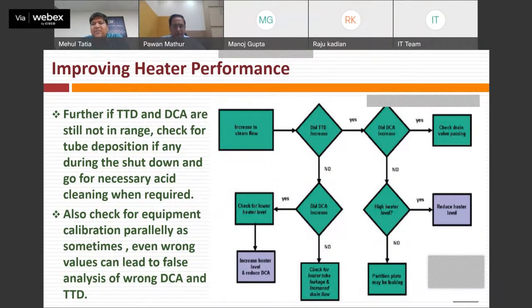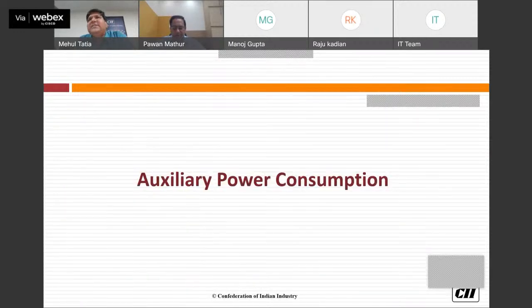This is again a flow chart which can be followed by plant teams to check the impact of TTD and DCA on their heaters. Whenever I share the presentation, you can go through this and track your performance for HP heaters specifically. Next is auxiliary performance, power consumption.